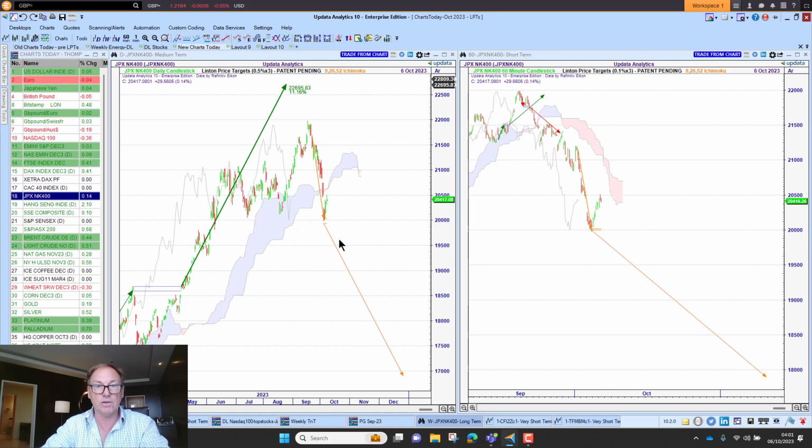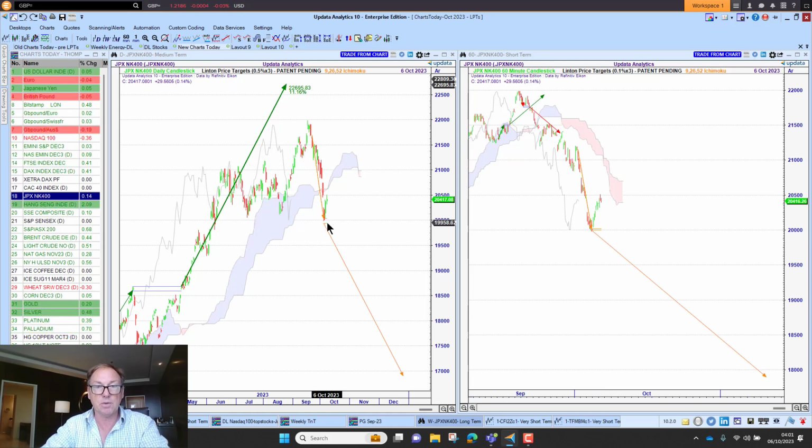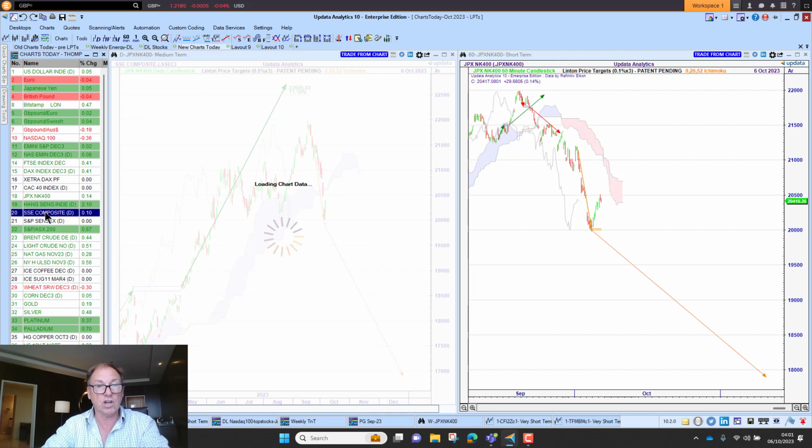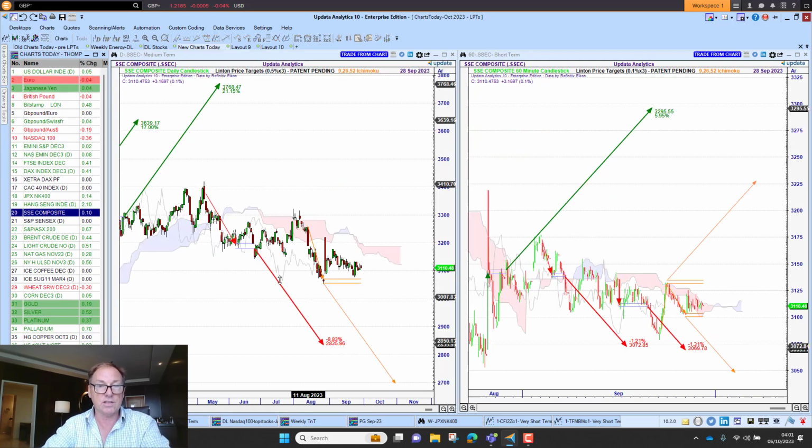20,000 is the key level there, and on the daily chart it's probably 19,950. So really watching those activation levels to see whether these targets get activated. So that's quite key. Looking at China, really quite interesting here.